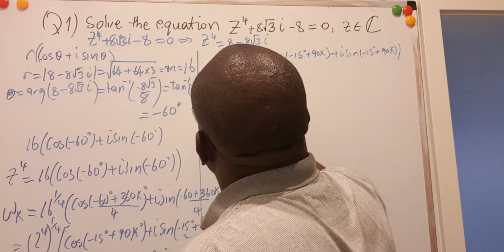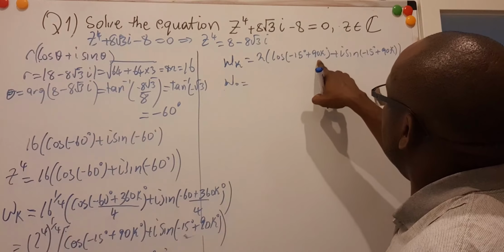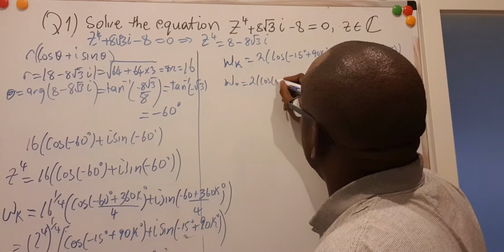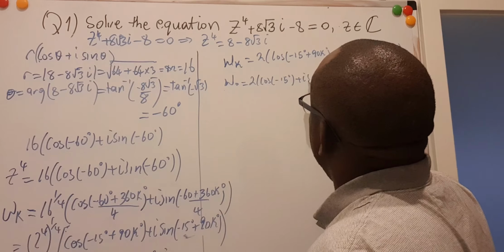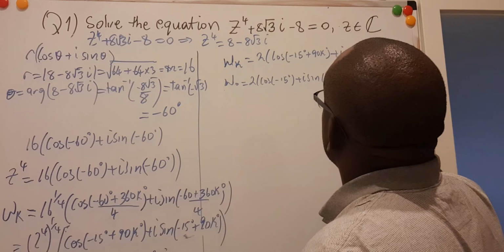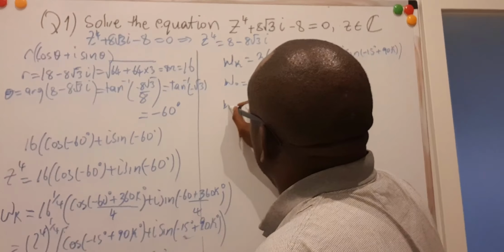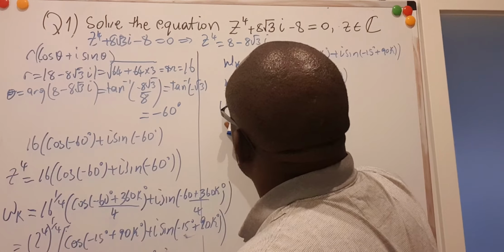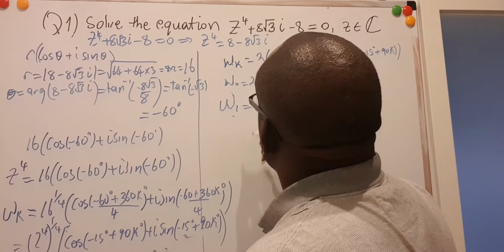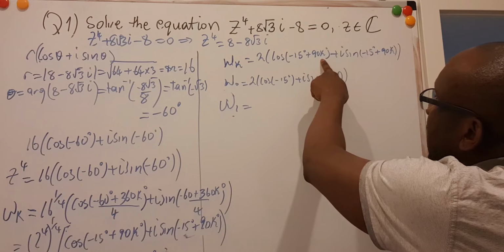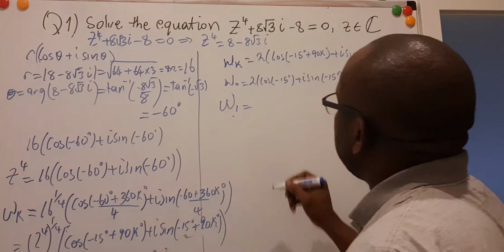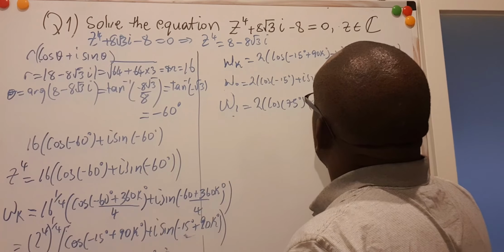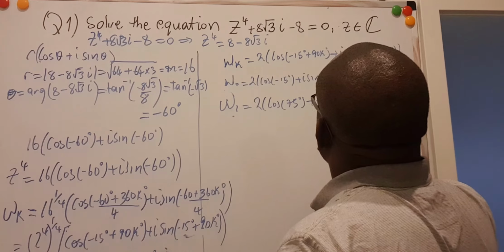So let me write the roots out. So w0 is when k is equal to 0. I put k equals 0 here. If I do that, I'm left with minus 15. So the first one is 2 cosine of minus 15 degrees plus i sine of minus 15 degrees. So that's the first root. The second root, w1, is when k is 1. If I put k equals 1 there, then I get 90 minus 15, and that's 75. So I get 2 cosine of 75 degrees plus i sine 75 degrees.